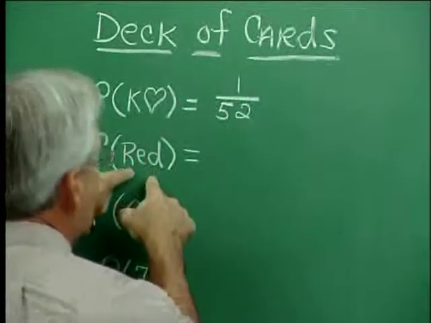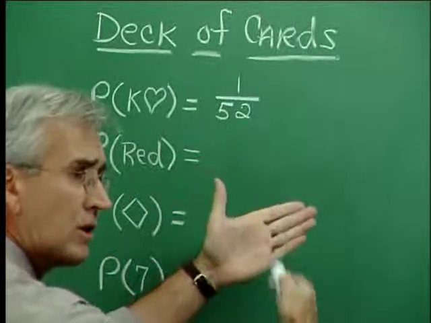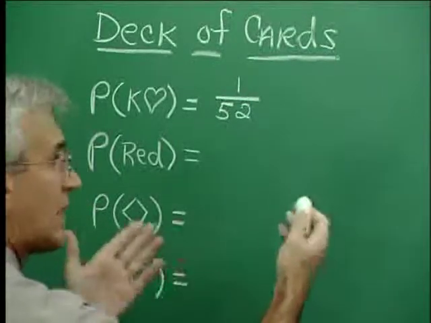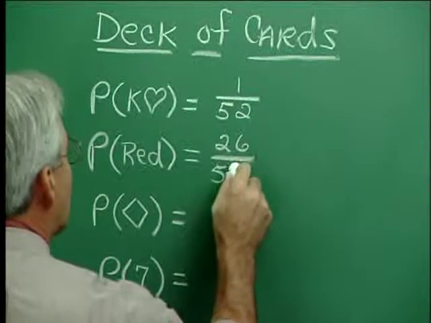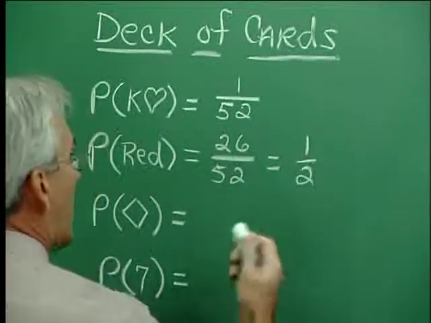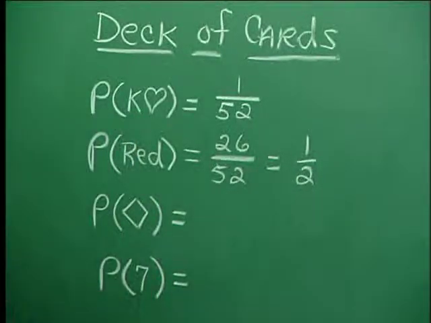Probability of a red card. In the deck, how many are red? All of the hearts and all of the diamonds are red. There are 13 hearts and 13 diamonds. That's 26 cards that are red out of the deck of 52 cards. This can be reduced to 1/2. So the probability is 1/2 or 0.5 of drawing a red card.